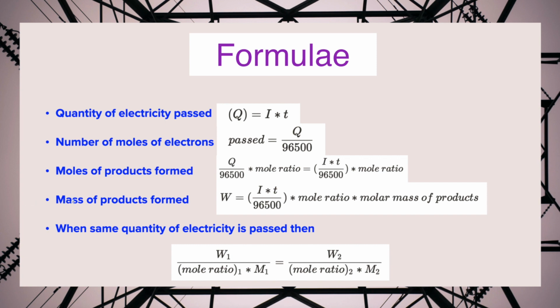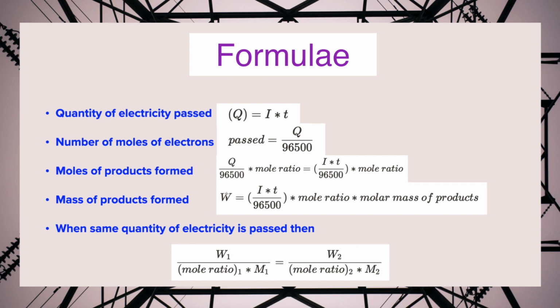So next is mass of products formed. Wow, all these are related to each other. Remember here, mass of products formed is equal to moles of products formed into molar mass of the products. So moles of products formed is equal to I into T upon 96500 into mole ratio, and into molar mass of the product you can obtain mass of the product. So W, that is mass of the product, is denoted by W. W is equal to I into T upon 96500 into mole ratio into molar mass of the products. Remember this formula you have to use here.